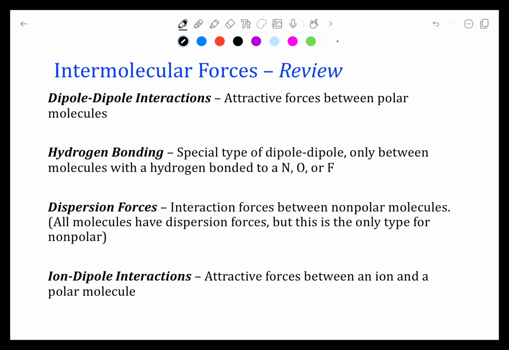Then we have dispersion forces, which are an attractive force between nonpolar molecules. Technically all molecules have dispersion forces, but this is the only type for nonpolar molecules. And then we have ion-dipole interactions, which are attractive forces between an ion and a polar molecule, so two different molecules.